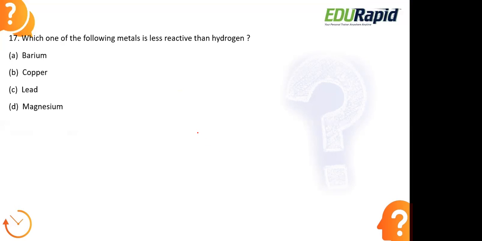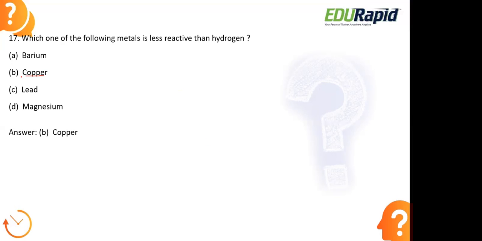Next question. Which one of the following metals is less reactive than hydrogen? Barium, copper, lead, magnesium. Moving to the next question.